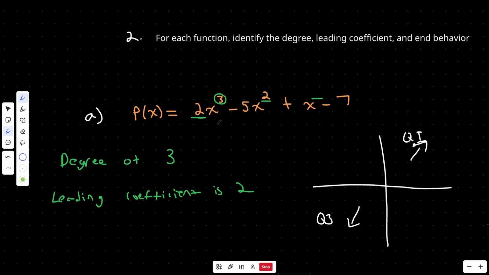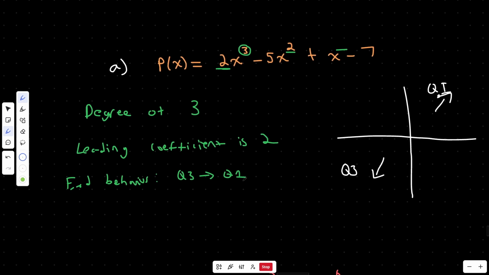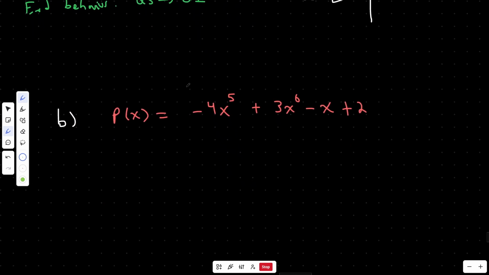So there we go. Since this is an odd degree polynomial and there is no negative attached to it, we're just going to be going from quadrant 3 to quadrant 1, so we can write that in. So we can say end behavior is from quadrant 3 to quadrant 1. Perfect. All right, let's keep going. Let's go to part B.